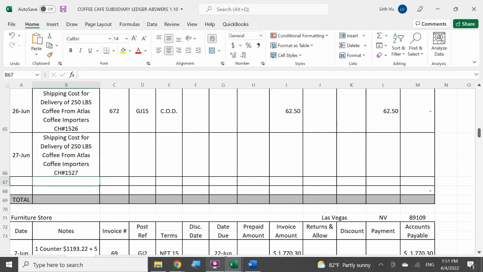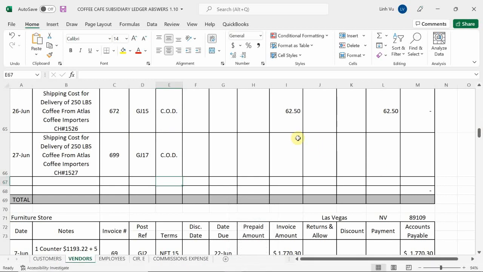Shipping costs for delivery of 250 pounds of coffee from Atlas Coffee Importers, and we wrote a check number 1527 for invoice number 699, right? And this was on General Journal 17. Terms were COD, right? How much did we owe? $62.50. And we made a payment for $62.50. So therefore, we owe nothing. Okay.